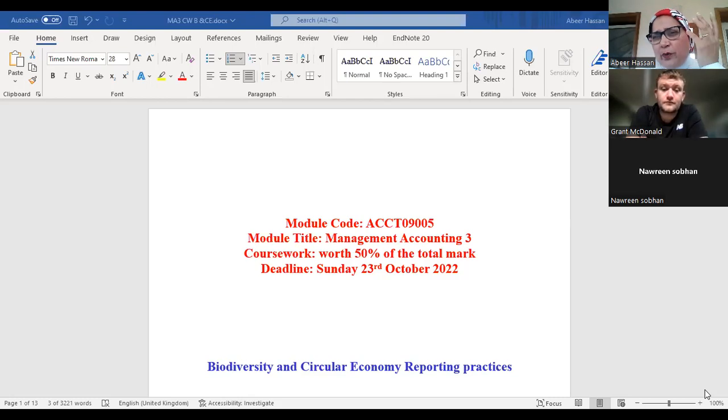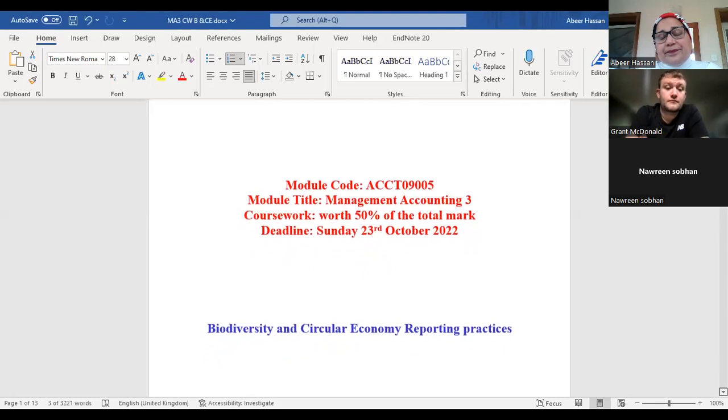Because from your point of view, accounting is pure figures and numbers and financials and financial statements, etc. But you will learn through this coursework that accounting is not only financial, it's non-financial, and the non-financial is as equal or as important as the financial as well. So what is the coursework all about?